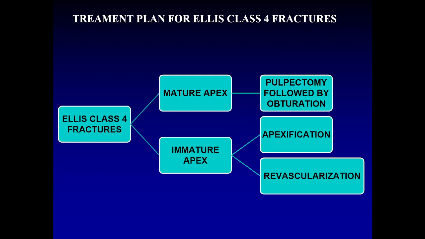If it was a closed apex and the patient comes to you with a non-vital tooth, it's a no-brainer. You just remove the pulp, you put calcium hydroxide, heal the lesion inside, and then finish the entire root canal like a normal procedure. That is for class 4 fractures. I hope this is clear so far.